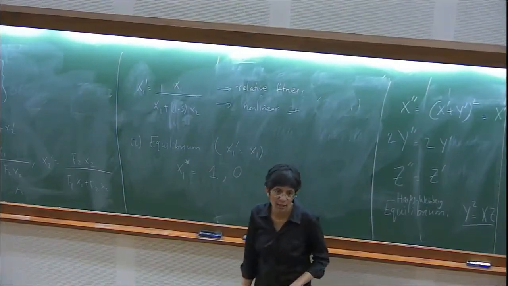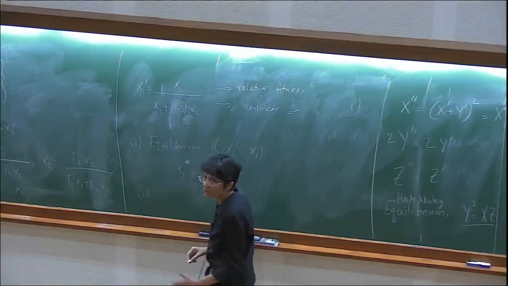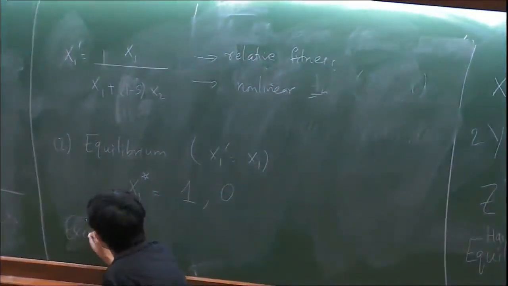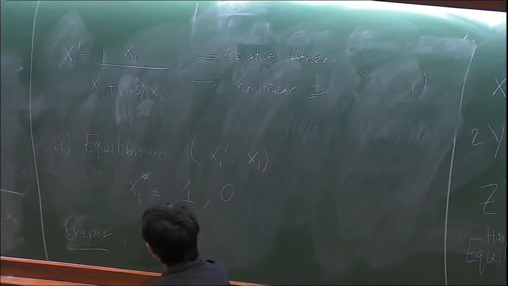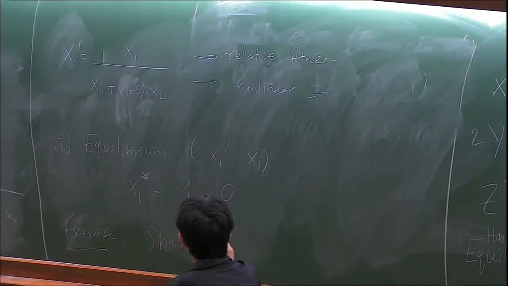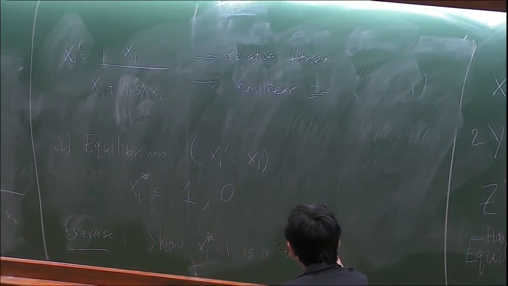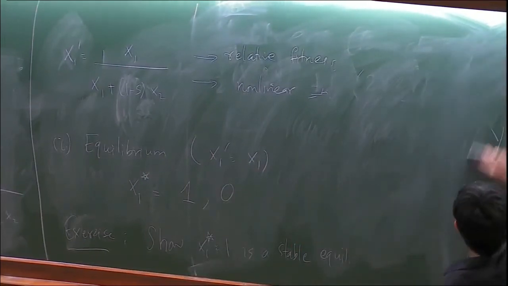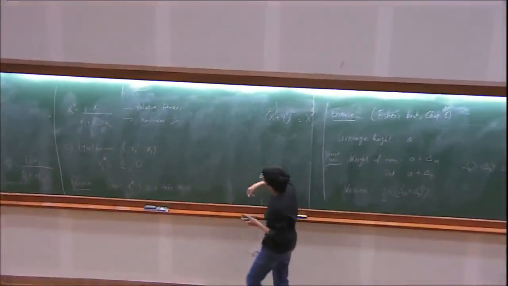Okay, so to the non-biologist, I will leave this exercise. You should worry about which of the 2 equilibria is stable. So if you do the usual local linear stability analysis, show that x1 star equal to 1 is a stable equilibrium. Okay, fine. So this was about equilibria at large times, but now let me worry about dynamics. That means how this frequency is changing with time.